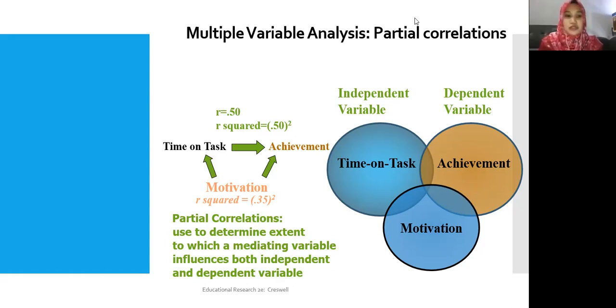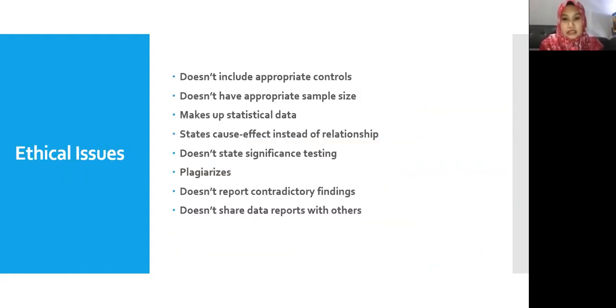So as I explained earlier, a mediating variable is in the middle between the independent and dependent variables. So motivation here stands between time on task and also achievement. This is called a mediating variable because it sits between the independent and also the dependent variable. Okay, next please.